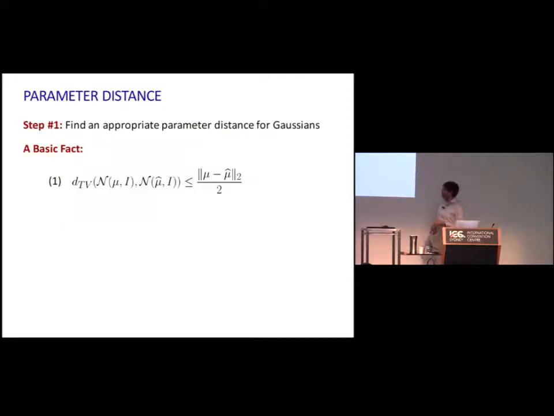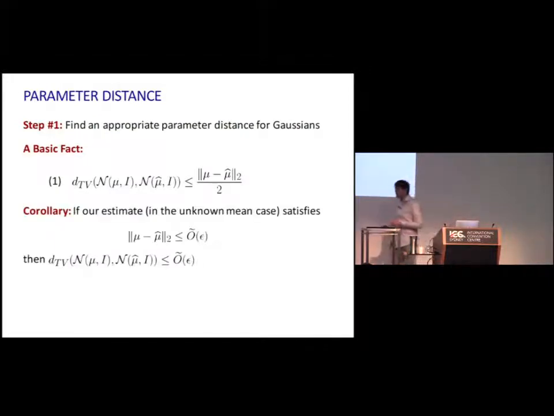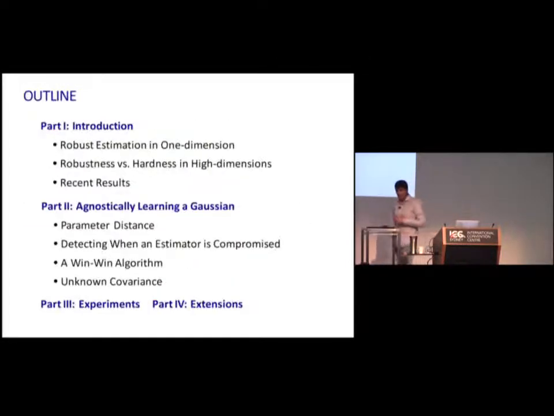But the corollary of this basic fact is that our problem of robustly estimating the mean according to total variation distance really boils down to estimating the mean in Euclidean distance without losing any dimension-dependent factors. So we're given something epsilon close to Gaussian, and we want to estimate mu within epsilon in Euclidean distance. So now I get to really the main meat of the talk.